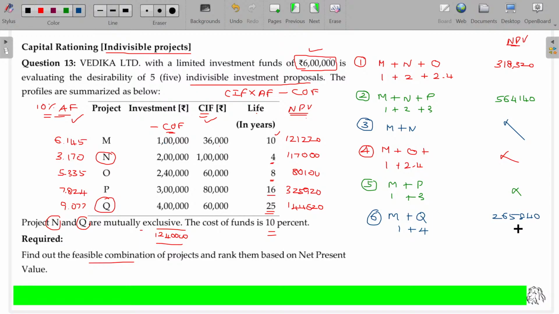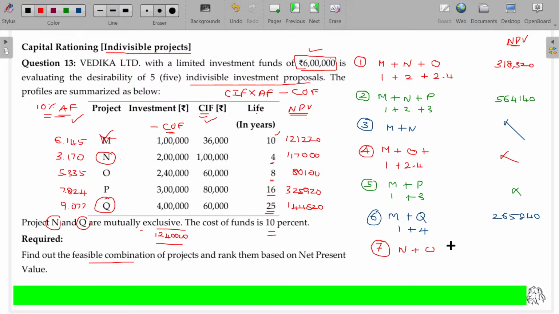2,65,840. But this combination seems to be the least profitable. So what happened? We have changed the second one. Now we have to change the first one. M is removed and instead of M we can start from N. Seventh combination. We now remove M, we can start with N and O.